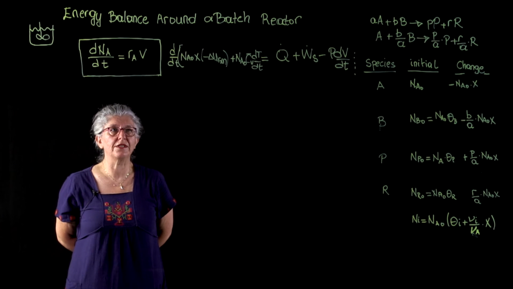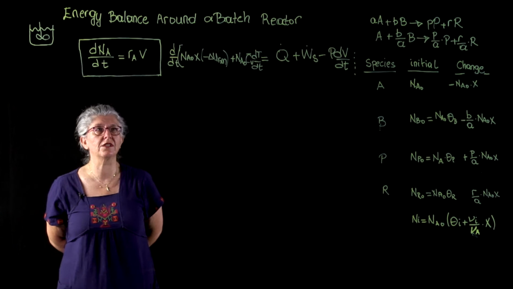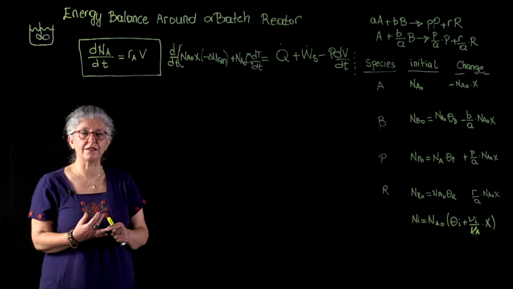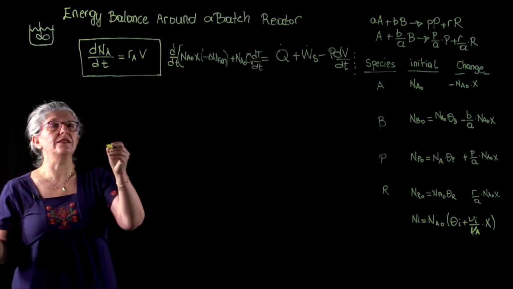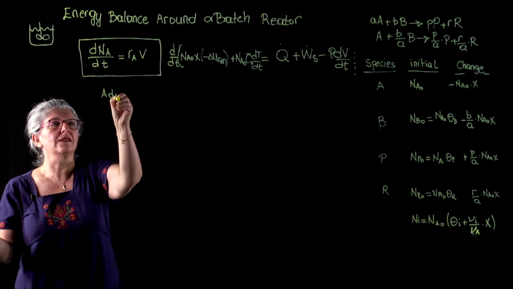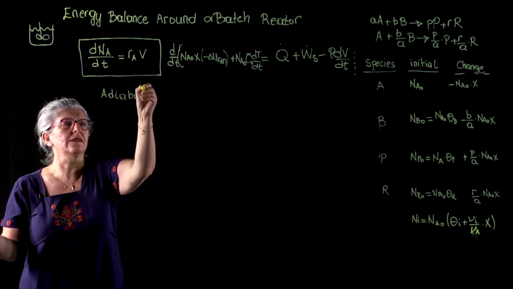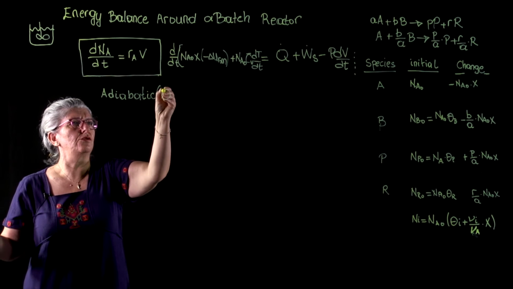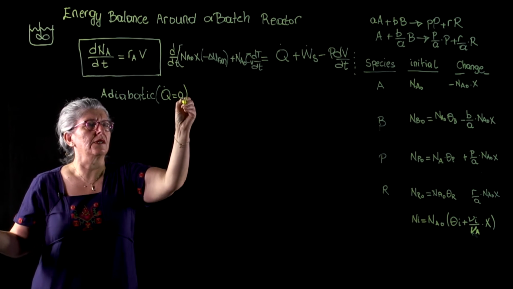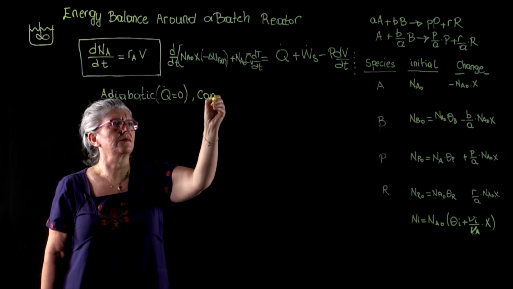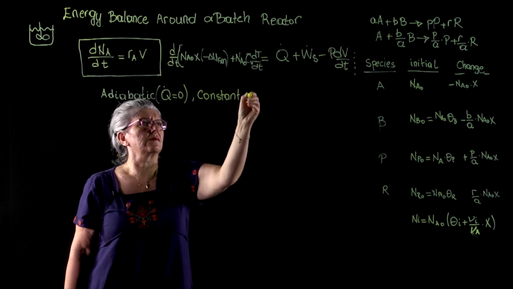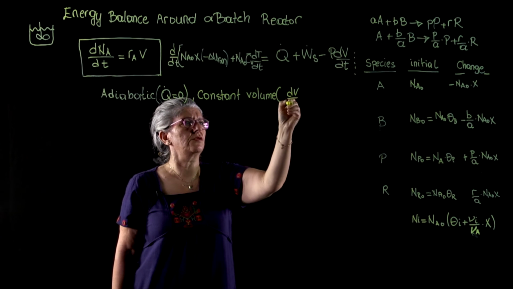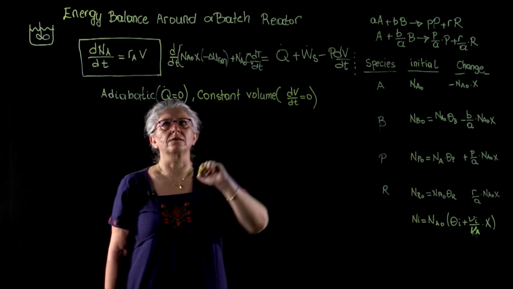So we have our expression in hand. We are going to use this expression to derive the energy balance equation for an adiabatic constant volume batch reactor. Energy balance for an adiabatic, in other words, the Q term is equal to 0, constant volume, in other words, dV over dt term is equal to 0, batch reactor.